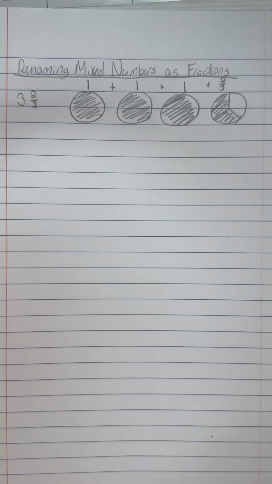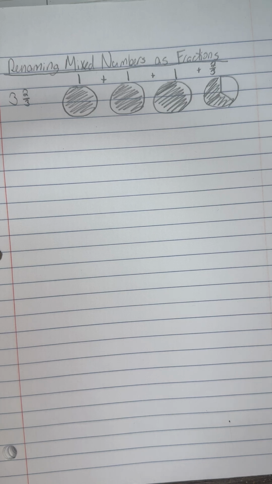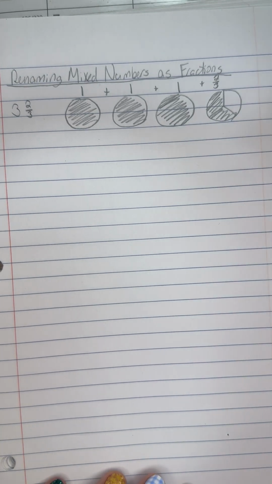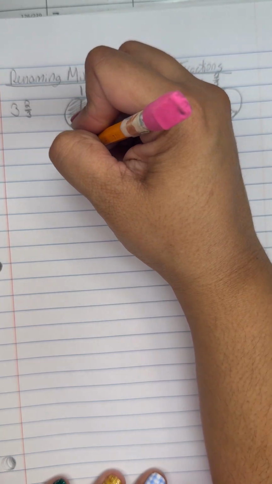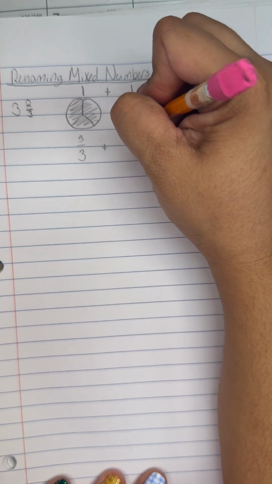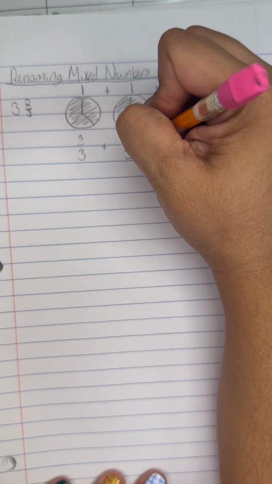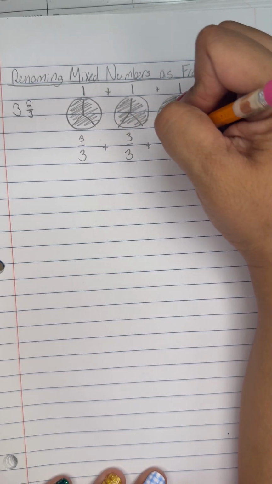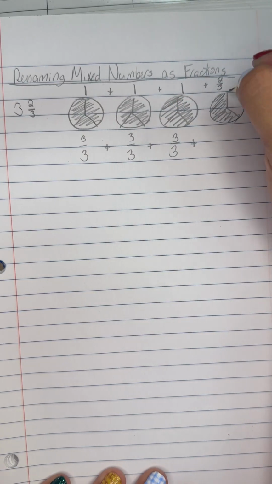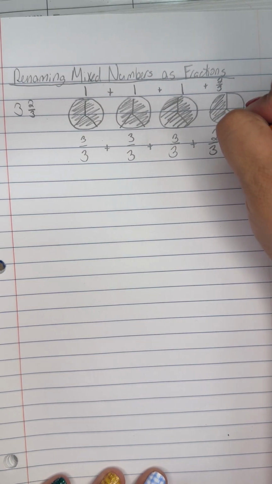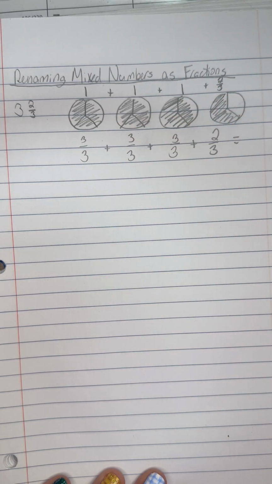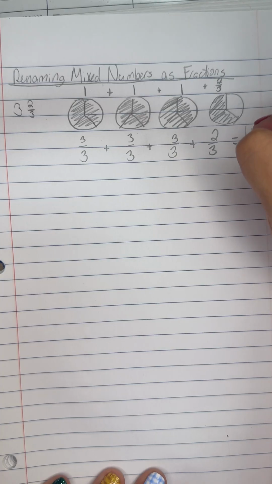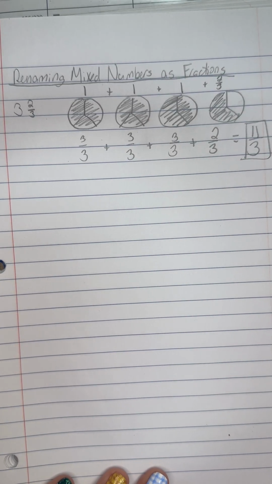Now we want to count it all in thirds, entirely in thirds. So what would happen if we broke up our wholes into thirds? I would have how many? In one whole, I would have 3/3 plus another 3/3 plus another 3/3 plus, we already have this as 2/3. So if I were to add those together, 3 plus 3 plus 3 is 9 plus 2 is 11/3. That's how we would model it.